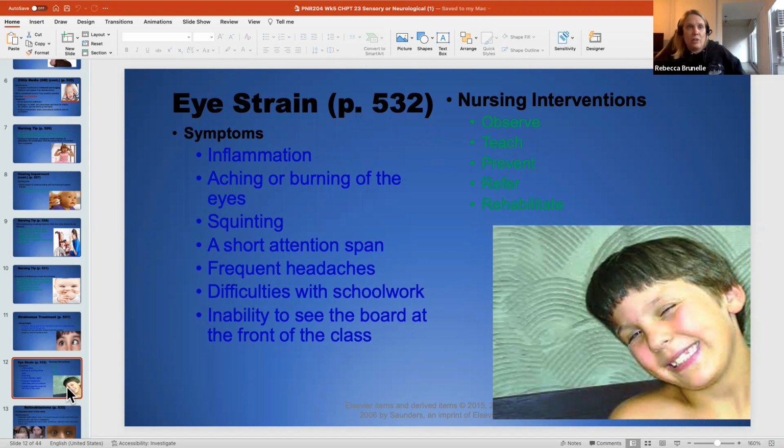So pay attention to whether they have a short attention span. Are they having a hard time learning to read? Are they not able to see the board? Do they have frequent headaches? Those could all be indications that they need to have their vision checked.